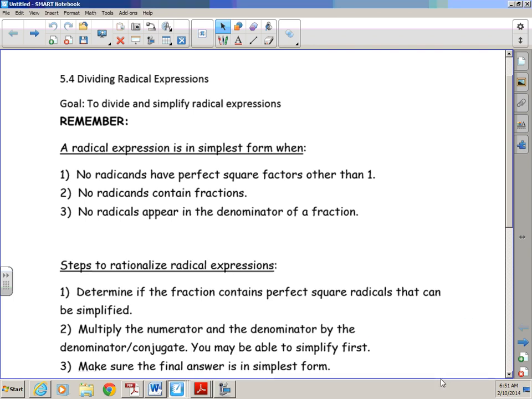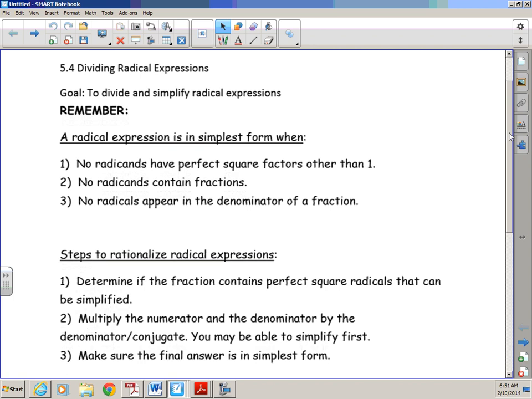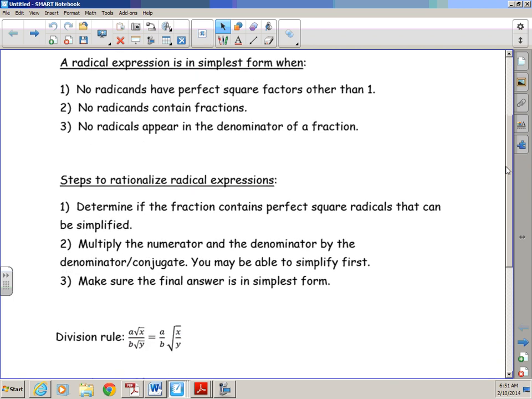The last topic in our lessons dealing mainly with operations with radicals deals with dividing radical expressions. Now, it's a little bit of a misnomer to say that we're going to divide, because what you're going to see is most of the time we're not actually dividing, but we're doing what's called rationalizing the denominator. And I'll explain what that term means in a moment.